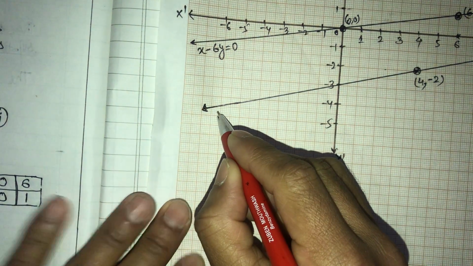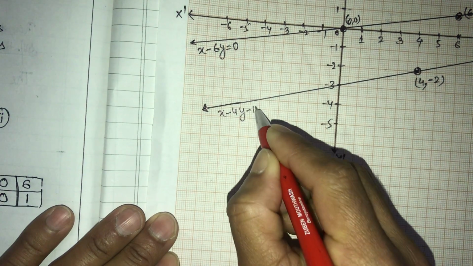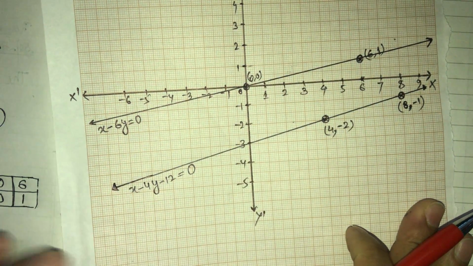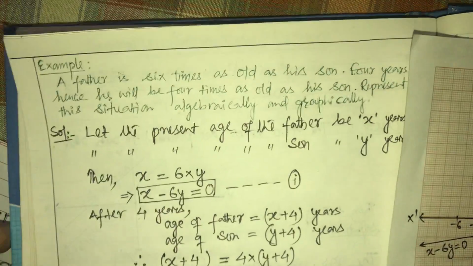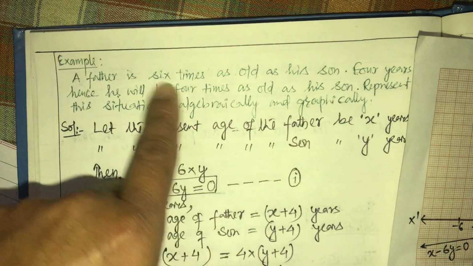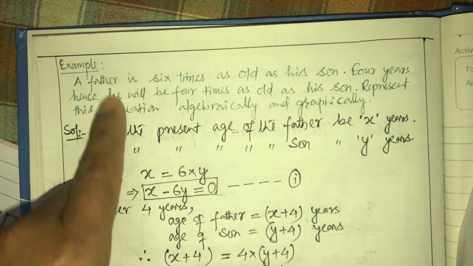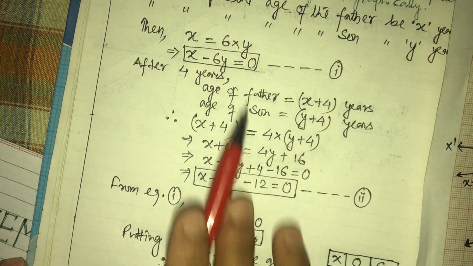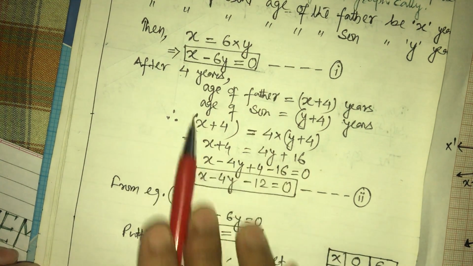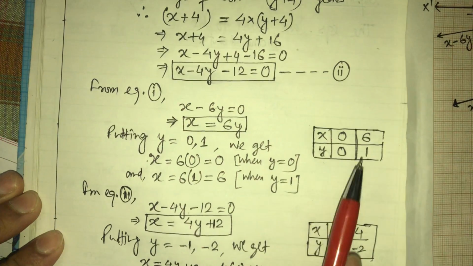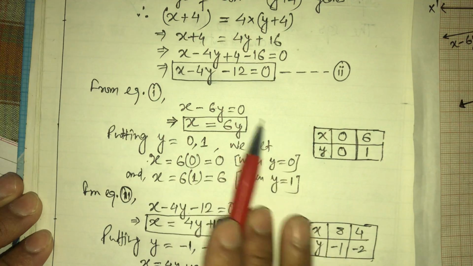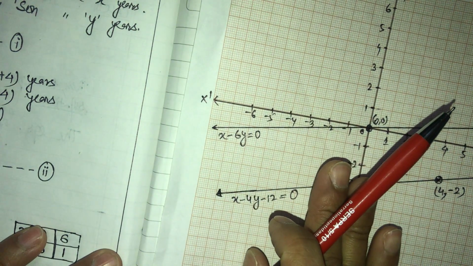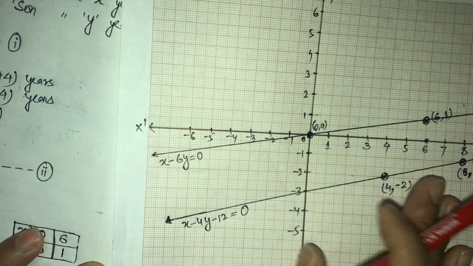Now second equation was x minus 4y minus 12 equal to 0. Done. So this is how we plot graph. According to the question, it was told to represent this situation algebraically and graphically. So algebraically, equation 1 and equation 2 we got algebraically. Then this was rule number 1. Then whatever we did to get this table, this is all about rule number 2, and the third rule is here. So this is how we represent any statement algebraically and then graphically.